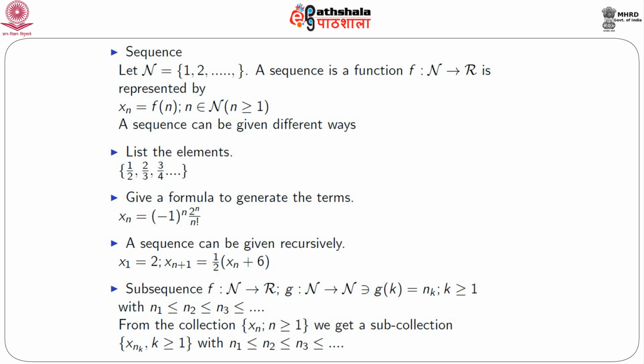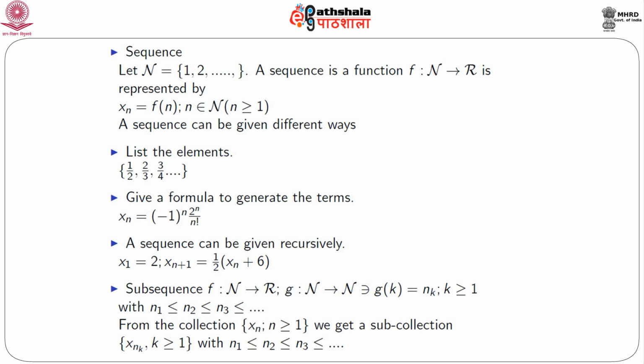Sometimes a sequence can be given recursively too. So, first giving the initial term, that is x_1 is 2, then the recursive relation between the (n+1)th term and the nth term can be given in this way: x_{n+1} is half of x_n plus 6. So, if I put n equals 1, then x_2 will be half of x_1 plus 6. So, this is a sequence.